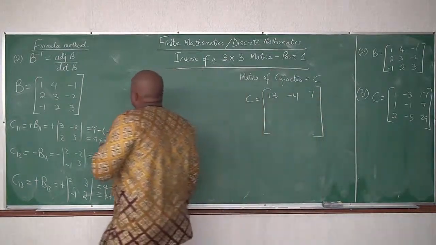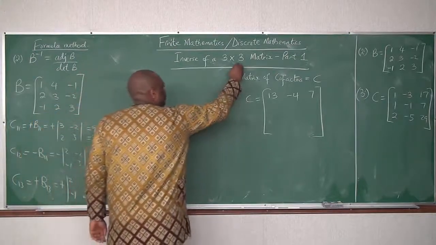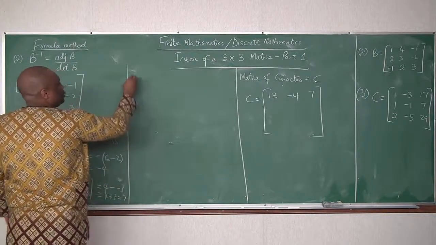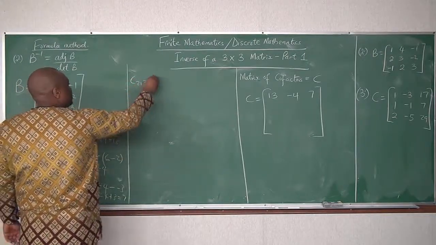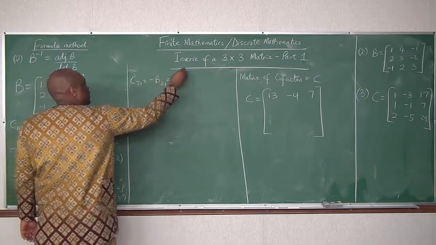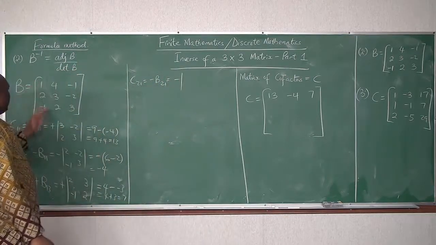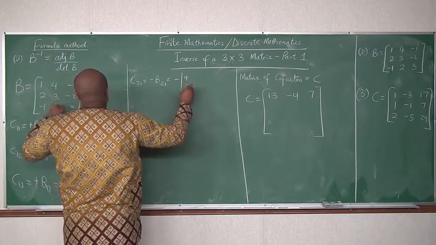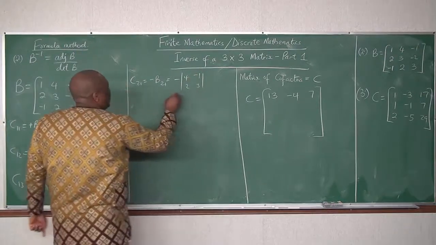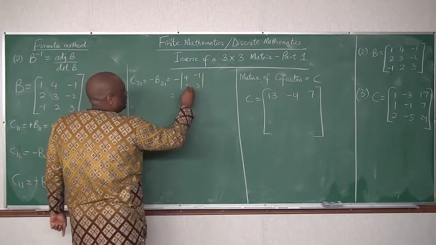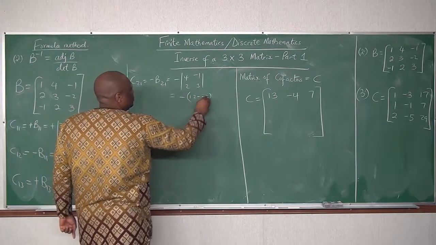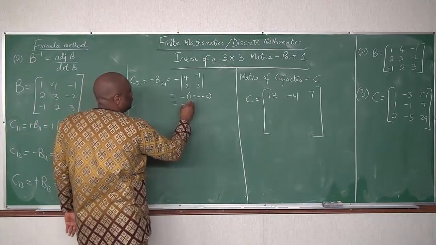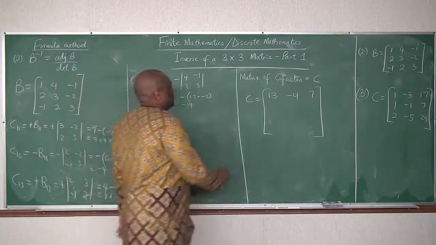Then C21 is minus B21, which is minus the determinant of 4, -1, 2, 3. That is 4 times 3, which is 12, minus (-2), which is 12 plus 2, which is 14. With the negative sign, this is -14.